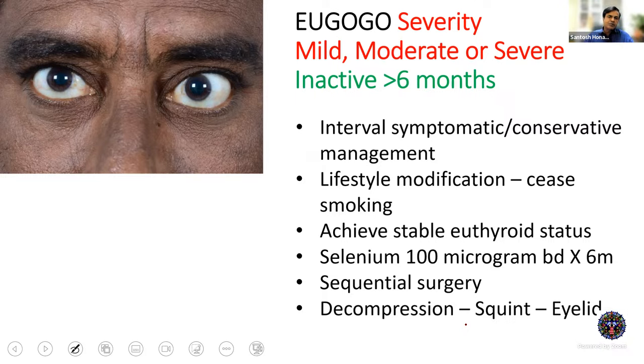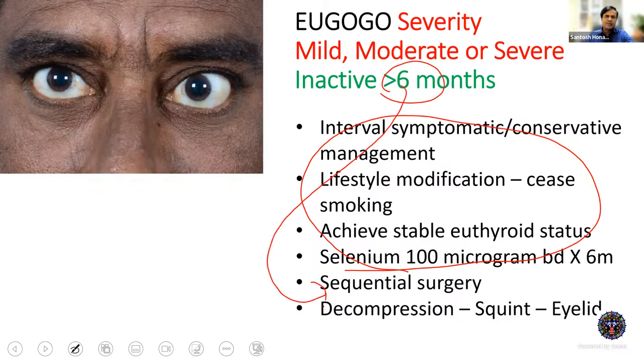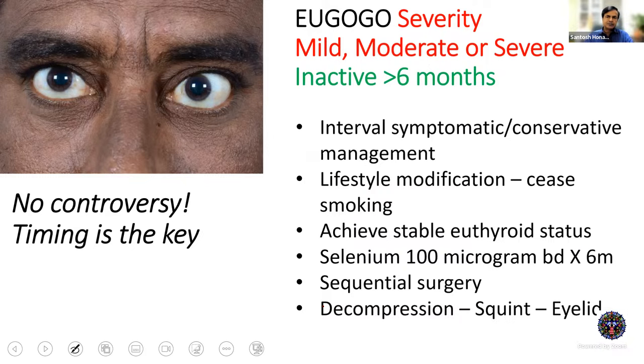And then perform sequential surgery when the patient crosses the threshold of 6 months if the disease is stable and inactive. So you go by decompression, squint, and eyelid. So it's very straightforward. If a patient has severe form of disease but has been inactive during the phase of observation, you put the patient through these conservative measures, and once the phase of observation is over, then you go on to do sequential surgery.